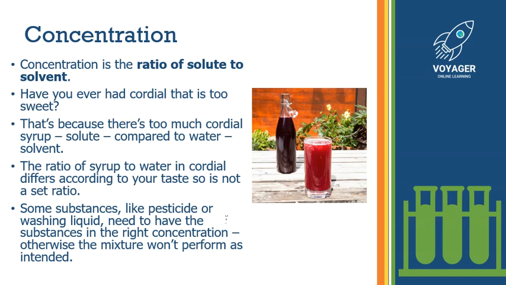Now, some substances like pesticide or washing liquid need to have the substances or the solutes in the right concentration. Otherwise, the mixture won't perform as intended. So you might have noticed if your washing liquid is almost run out and you top it up with a bit of water, it loses its effectiveness as washing liquid because it's less concentrated. So that would be an example of a solution which is not in the right ratio. Washing liquid that is a little bit diluted is not as effective as washing liquid straight out of the bottle.